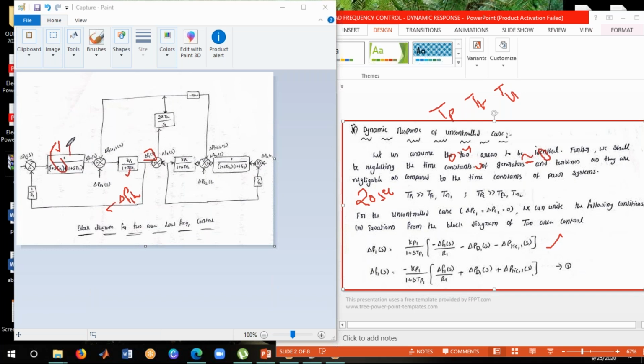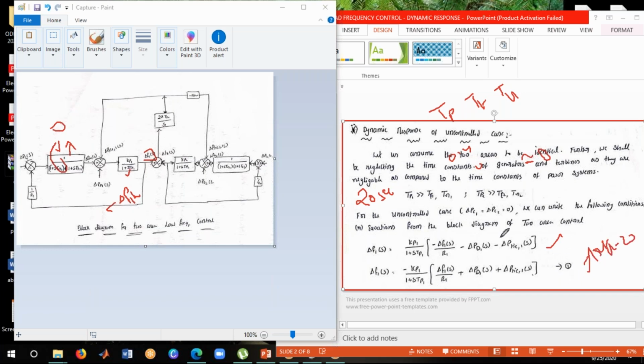Now here this entire box will become 0 because, when compared to the time constant of the generator, it is very less, so that's why it is approximately equal to 0. Then the block diagram comes to the 0 position. Now based on these three parameters and the transfer function, we can obtain the equation like this: delta f1 of s is equal to kp and this one. Now if you take minus common, you will get delta f1 of s is equal to minus kp1 divided by 1 plus s tp into delta f1 of s by r1 and the remaining terms. We represent it as equation 1, and this equation represents area 1.